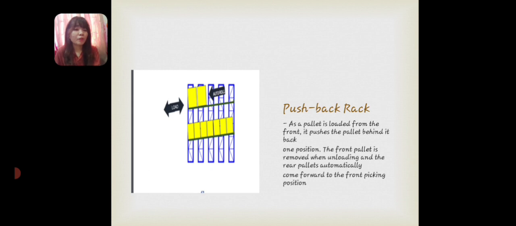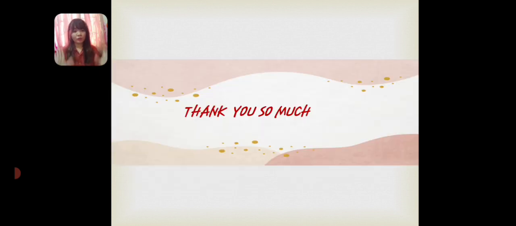Pag sinabi natin push-back rack, as a pallet is loaded from the front, it is pushed, and the pallet is behind the back. So, one position in the front, the pallet is removed when unloading. The rear pallets automatically come forward to the front picking position. So, pinatulak siya. That's all. Thank you so much.